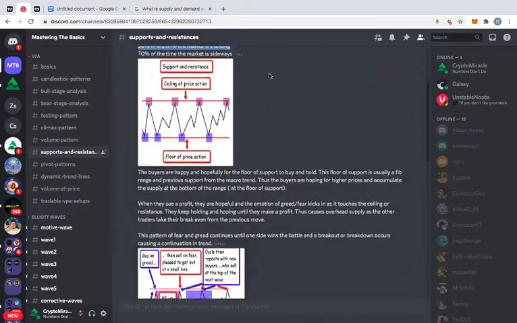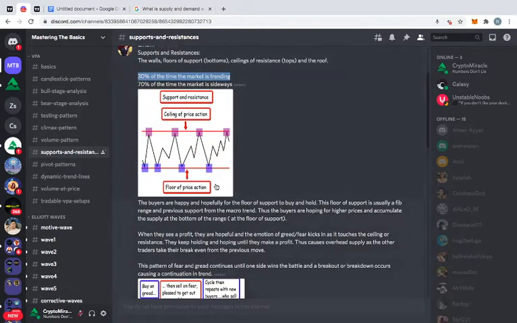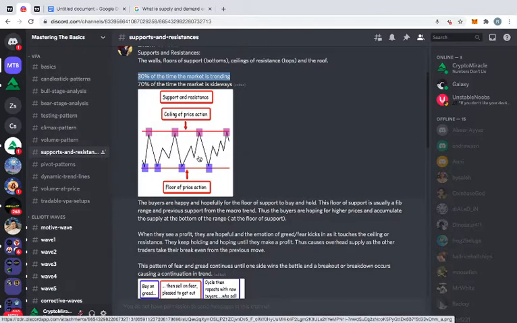The buyers are hoping for the floor support to hold. This floor of support is usually a Fibonacci range, or a previous support from a micro trend, a macro trend. So the buyers are basically hoping for higher prices and to accumulate the supply at the bottom. So they're absorbing, and then they're hoping for higher prices. But when they see a profit, they're hopeful, and their emotions of greed and fear kick in. It touches the ceiling, right?